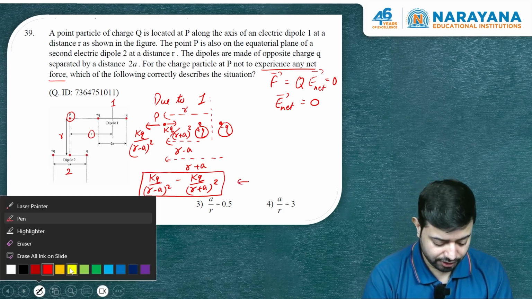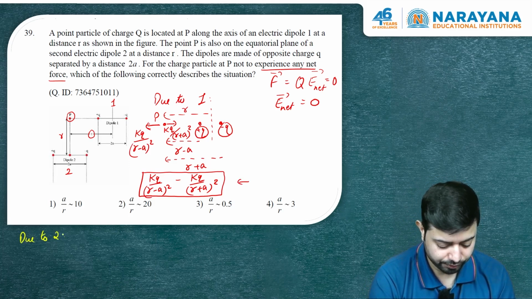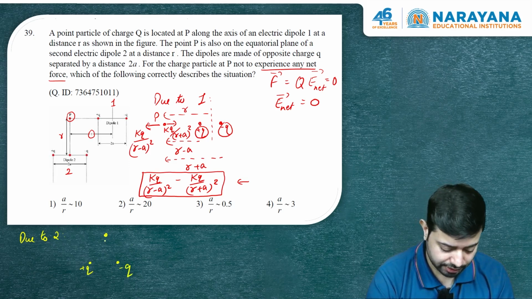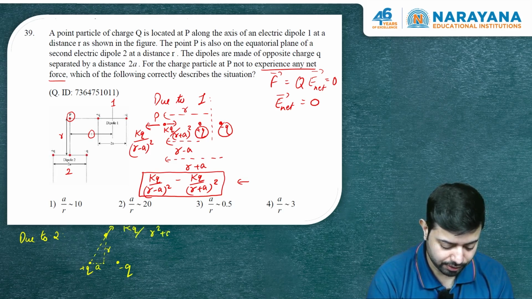Okay. Now, let us calculate for dipole 2, due to 2. If due to 2, I take, this is the point P, this is plus q and this is going to be minus q, and from the center the distance is r. This one is how much? This is a. So, plus q will create the field in this direction. How much? Well, it will be k q by r square plus a square, and this minus q will create the field towards the minus q, in this direction. How much?